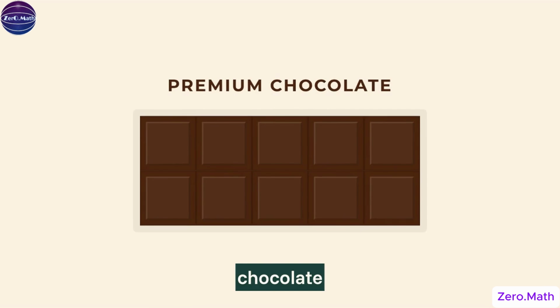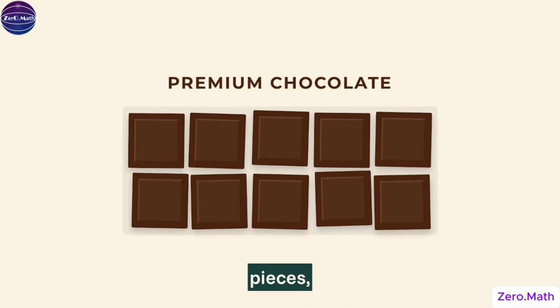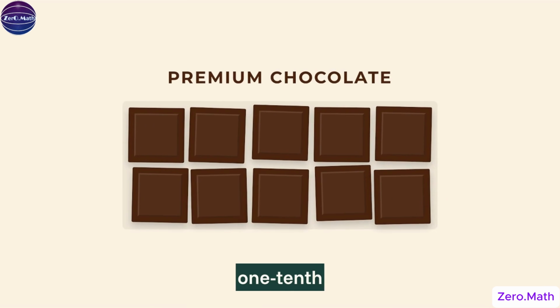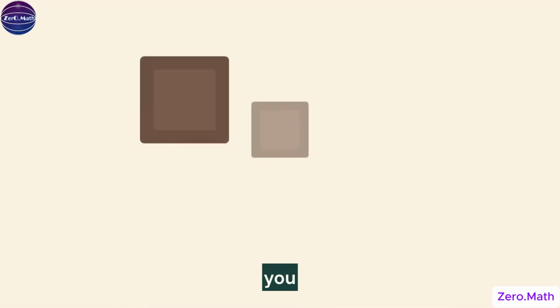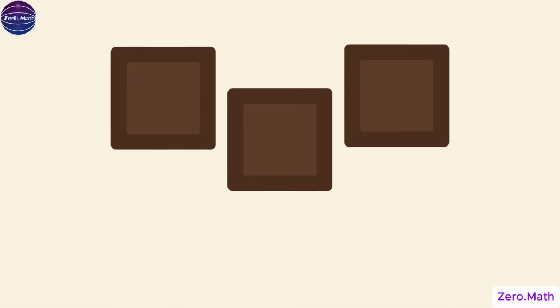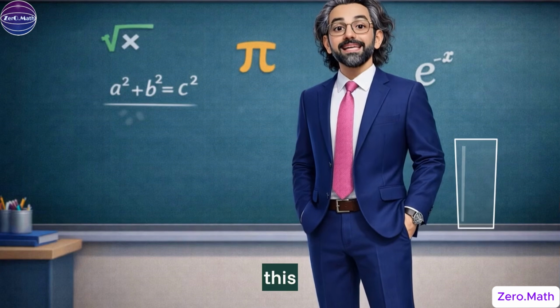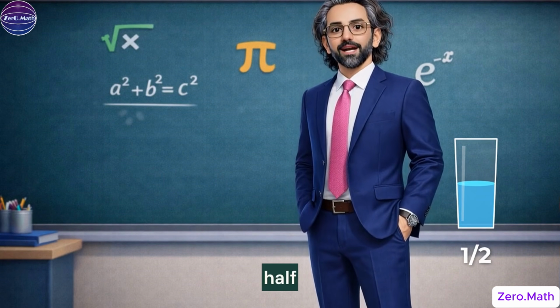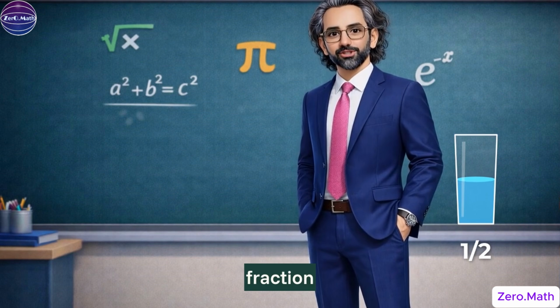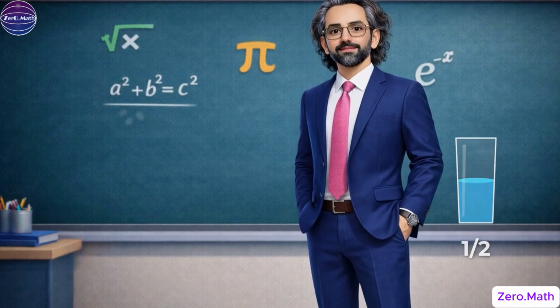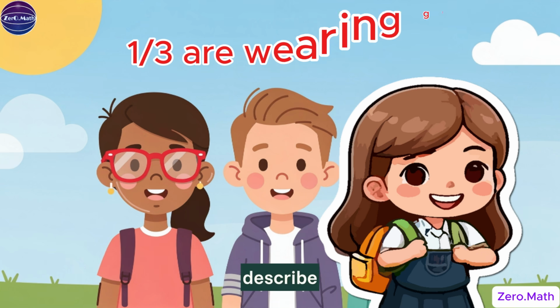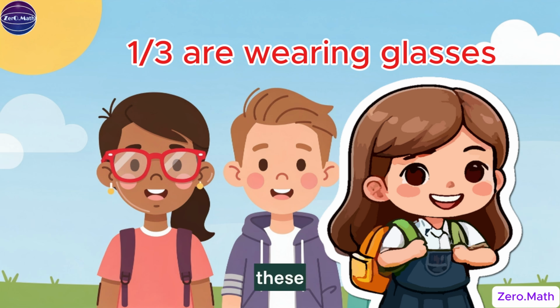If you have a chocolate bar broken into 10 pieces, each piece is 1/10 of the whole bar. If you give 3 pieces to a friend, you are sharing 3/10 of your chocolate. Look at this glass of water. Is it half full? That's a fraction too, 1/2. Fractions can even describe groups. 1/3 of these students are wearing glasses.